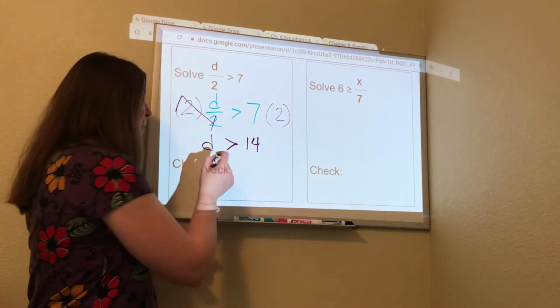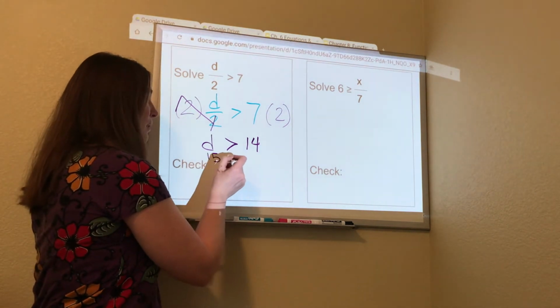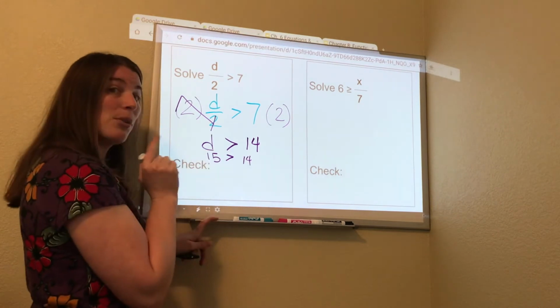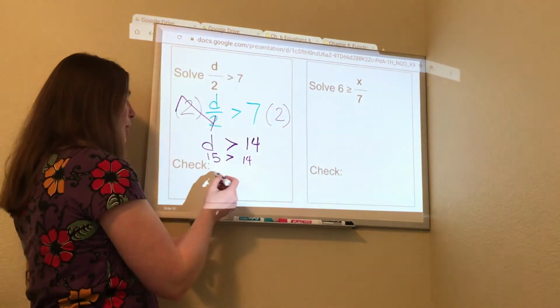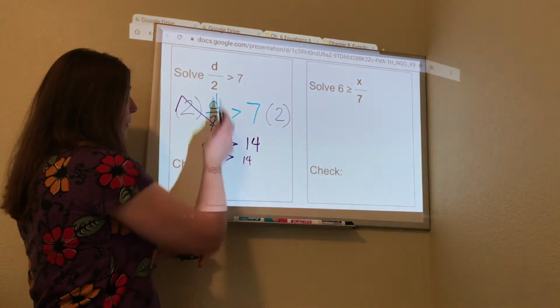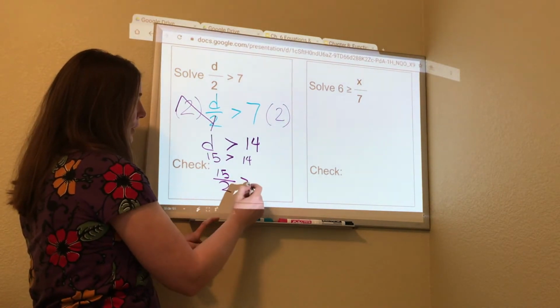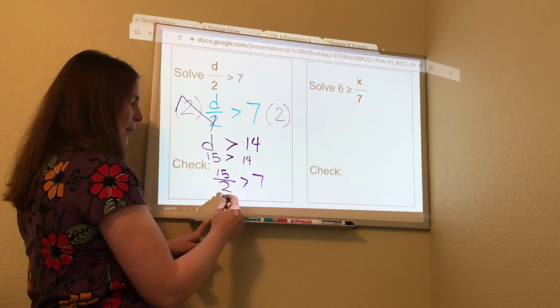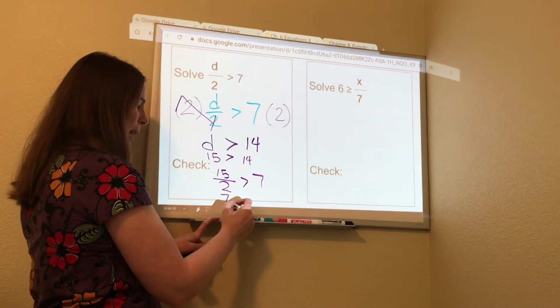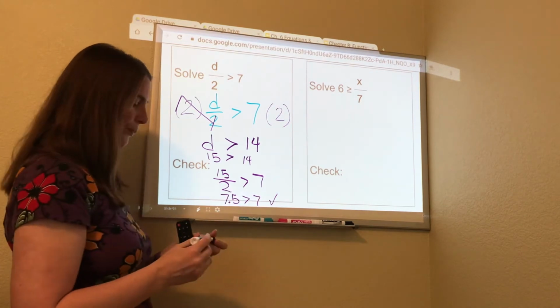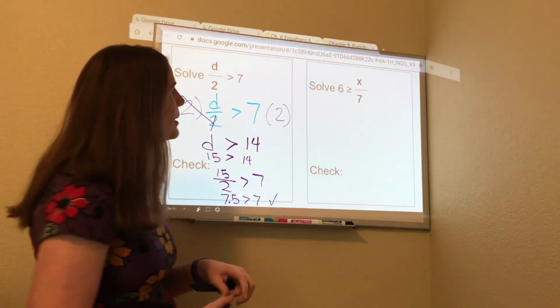So a number greater than 14, we'll say 15, okay, is greater than 14. That's true, right? So let's see if it's true in our check. If I plug in 15 here, 15 divided by 2 is greater than 7. Well, 15 divided by 2 is 7.5, which is greater than 7, and that is a true statement. So let's go on to this one here.